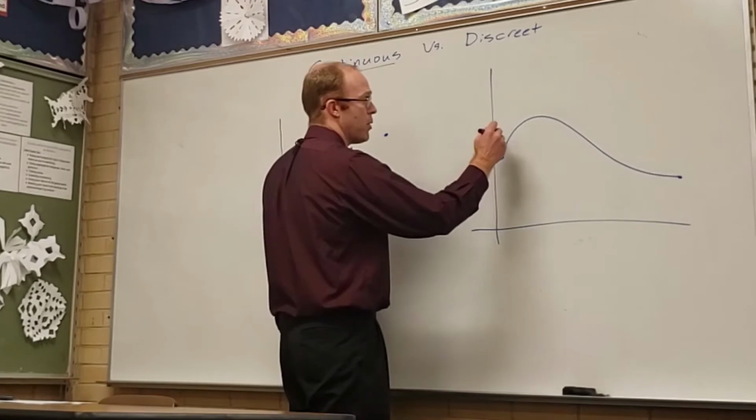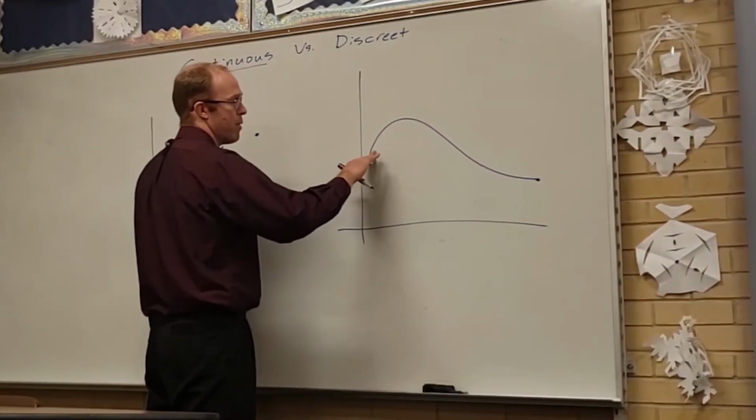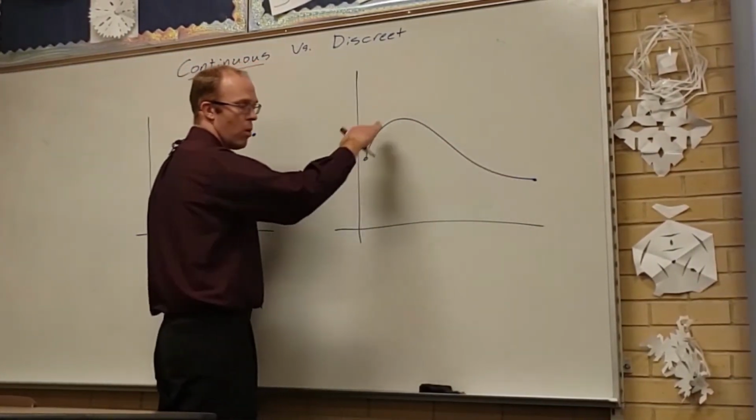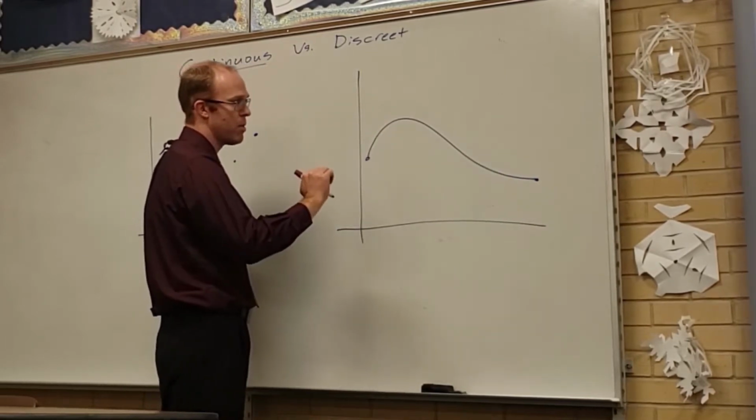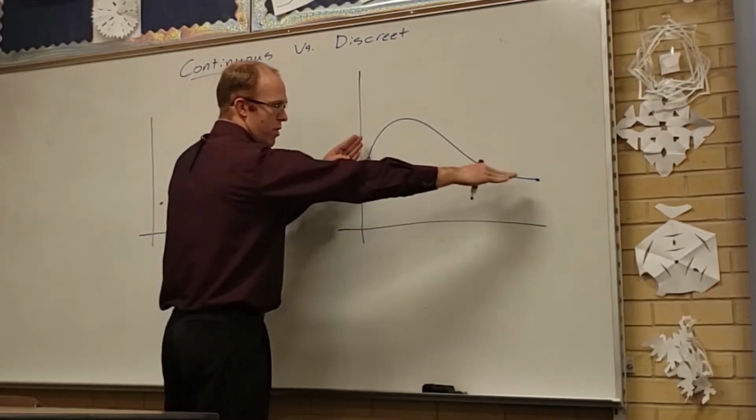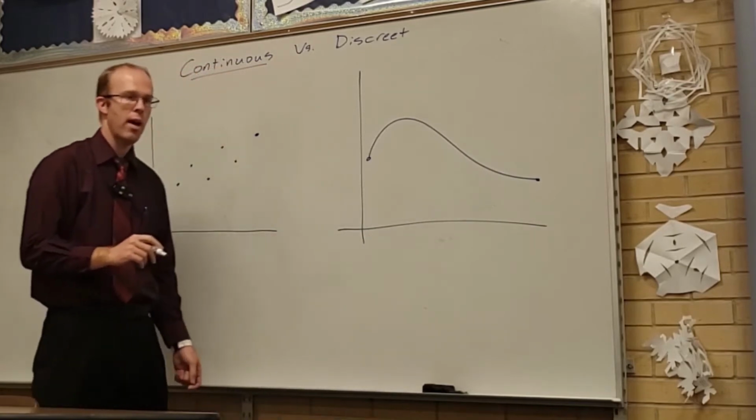So this is an example here of a continuous graph. From start to finish, there are no holes, no breaks, no gaps, no jumps. It is continuous through the entire graph.